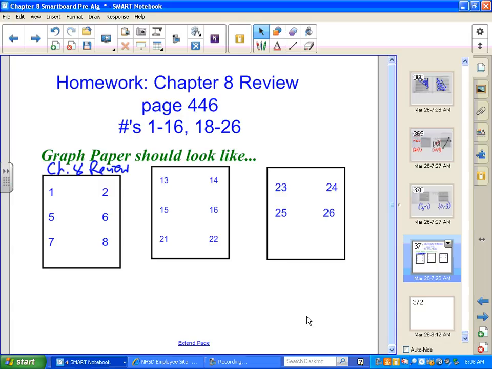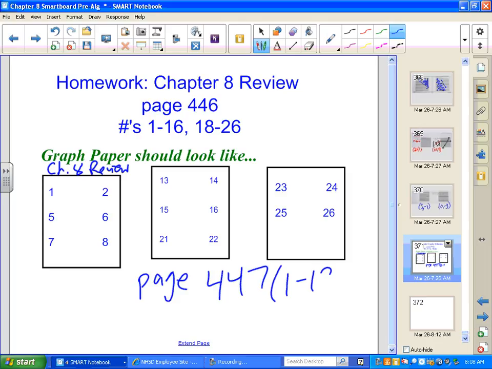So 446, don't start yet because I want to explain it. I need to give you guys graph paper. I want each of you to take 2 pieces of graph paper. Oh, you don't need to graph 3 and 4. That's why the graph paper's up there like that.